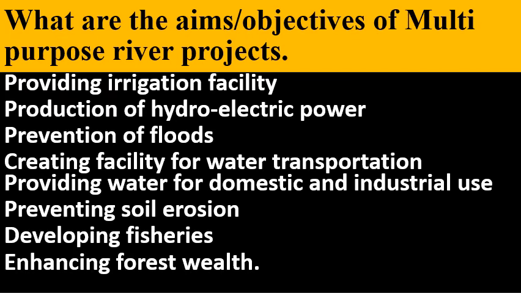What are the aims or objectives of multi-purpose river projects? First of all, providing irrigation facility, production of hydroelectric power, prevention of floods. These are the major aims. Rest of subsidiary aims like creating facility for water transportation, providing water for domestic and industrial use, preventing soil erosion, developing fisheries, and also to enhance forest wealth.